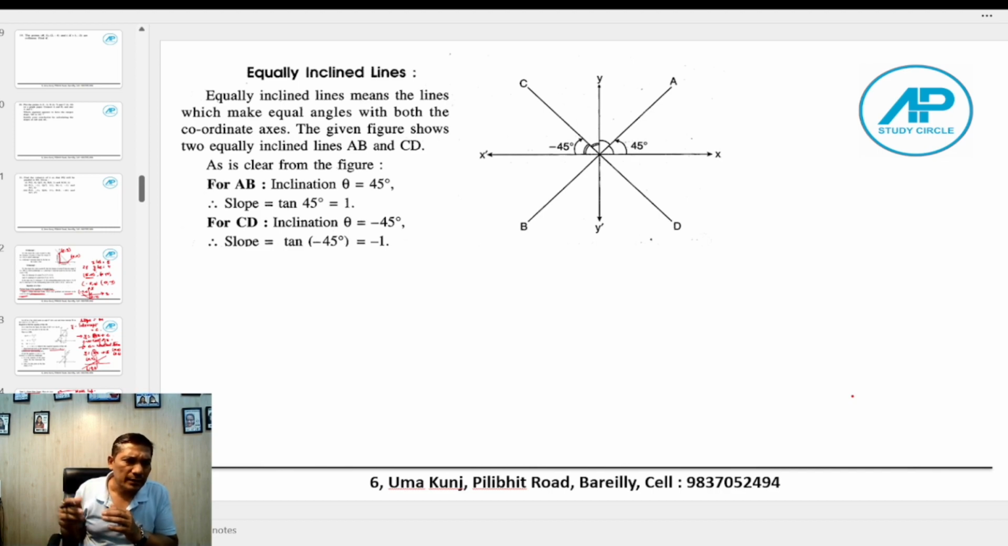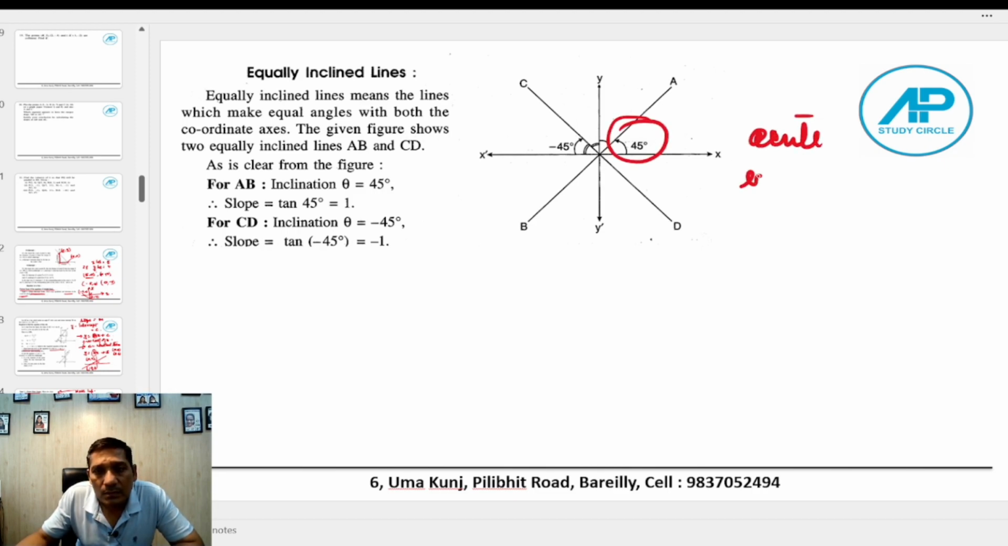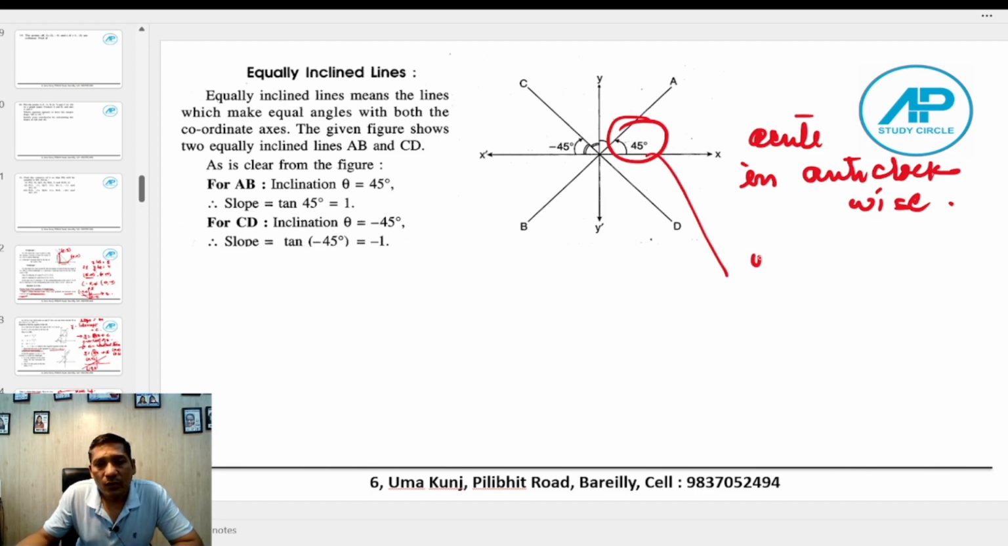Now there is one more thing which is left, that is equally inclined lines. Now inclination gives us the slope of the line. You know that very well. So you see very carefully here, this inclination is acute, in anti-clockwise direction. This is giving us the value of m as 1.